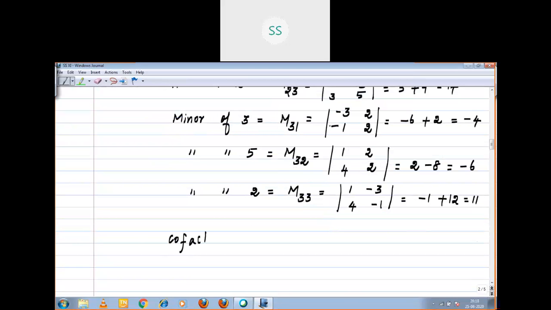Cofactor of 1 is equal to A11, minus 1 the whole power 1 plus 1, into M11. Now you see what is your M11? Minus 2, minus 10, minus 12, right? Minus 1 the whole power even integer, so it becomes 1. What can you get? Minus 2 minus 10, so minus 12. So your cofactor is minus 12.